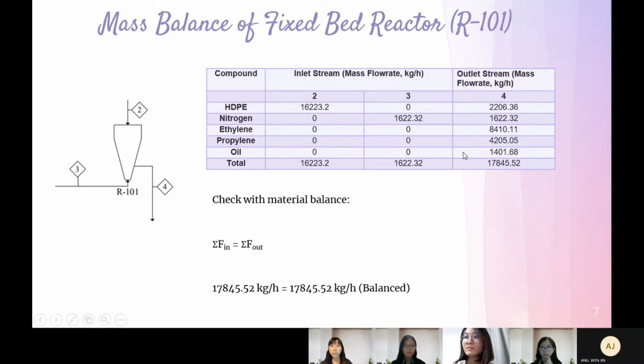Mass balance of feed reactor R101. The table shows the inlet and outlet mass flow rate of each component in the reactor. Then we check with material balance, mass in equals mass out, which is 17,845.52 kg per hour.